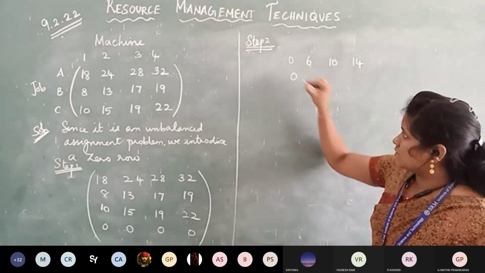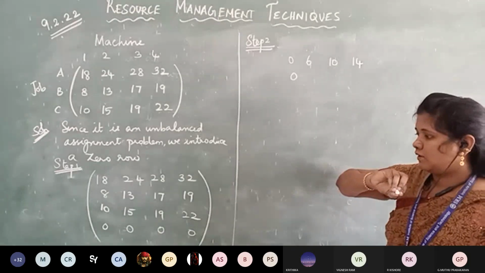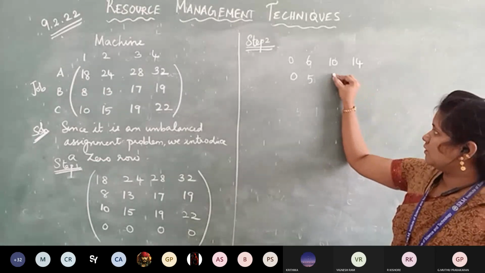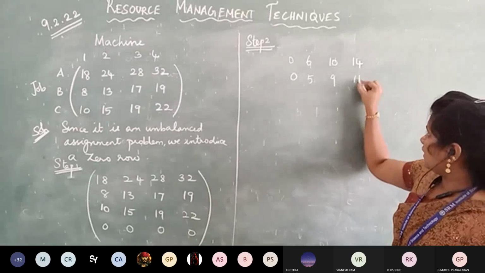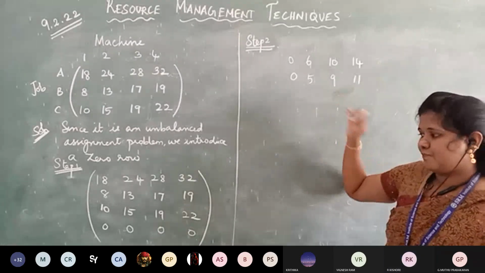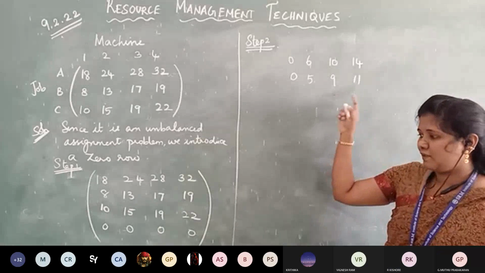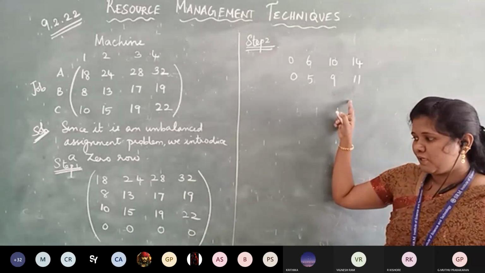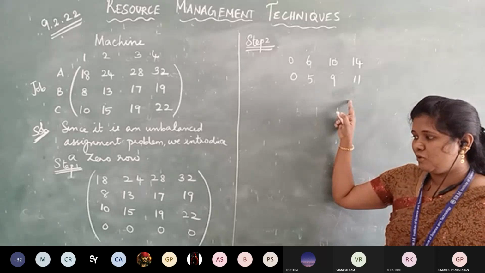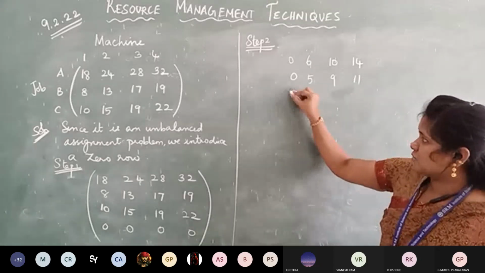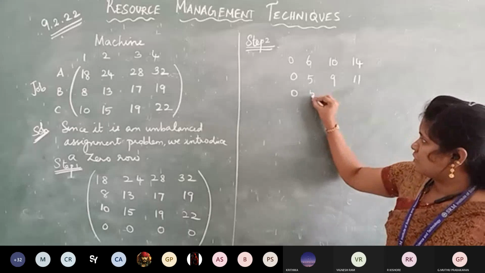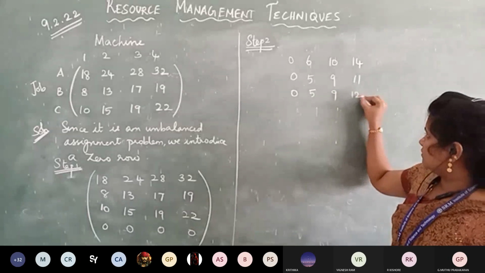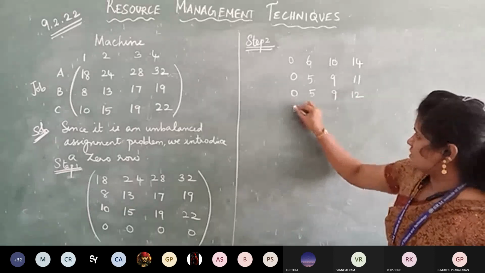8 is your least value, so 8 becomes 0. Then 13 minus 8 is 5, then 17 minus 8 is 9, and 19 minus 8 is 11. Super. Next, we go on to the third row. 10 is the least value, so I'll put 0 there. Then you've got 5, 9, and 12. And your last row is 0, 0, 0, 0.